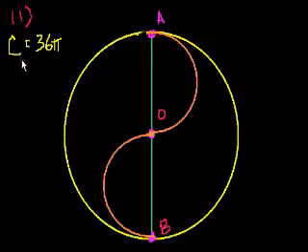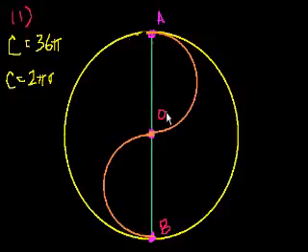Before we break into the math, how can we think about this? We have a big circle, and we know its circumference. If we know its circumference, we could figure out its radius or its diameter, because the formula is circumference equals 2 pi r. The radius of the big circle, which would be OA or OB, is the diameter of each of these semicircles.